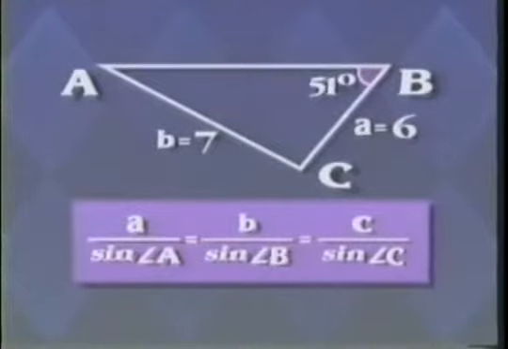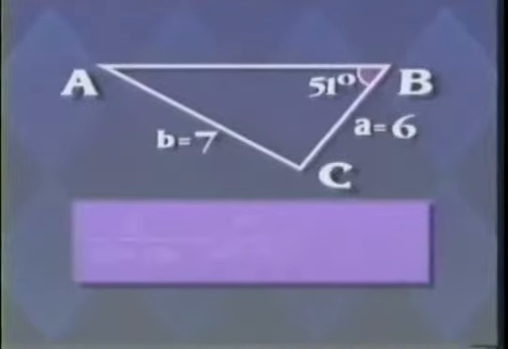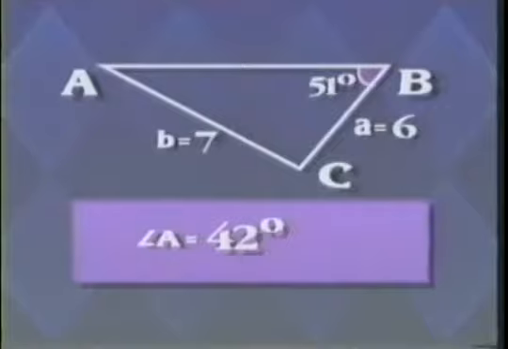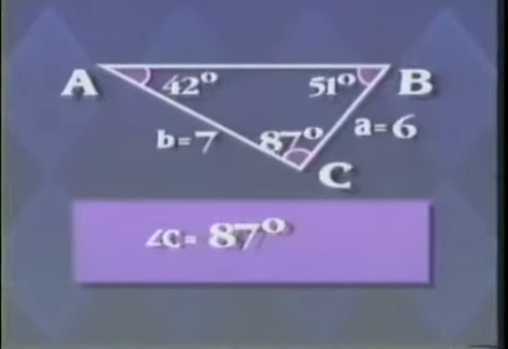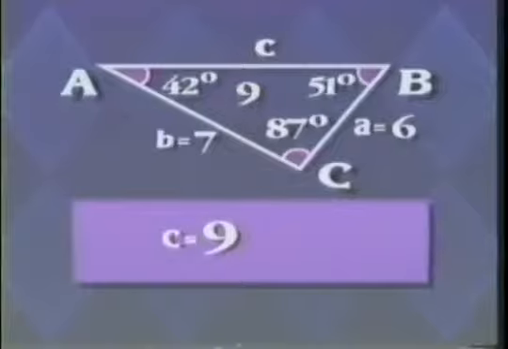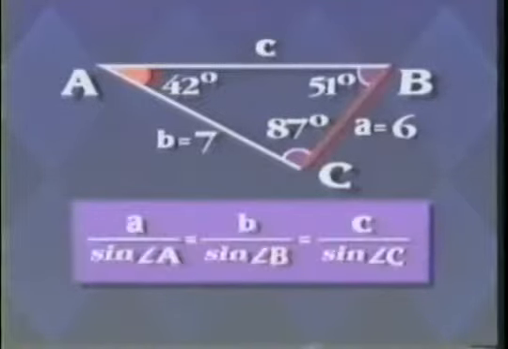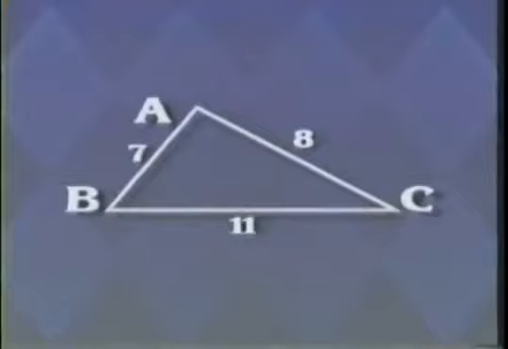If we work with the AB portion of the sine law, we have only 1 unknown value, angle A. It is found to be 42 degrees. Angle C is found by subtraction, 87 degrees. Finally, the BC portion of the sine law gives side C. With opposite information, the sine law works like a charm. But it's the cosine law for those situations where we do not have opposite information.